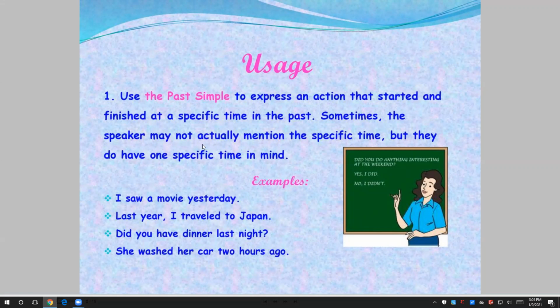Sometimes the speaker may not actually mention the specific time, but they do have one specific time in mind. Sometimes that specific time is not mentioned in the sentence, but it is always there in the minds of the speaker.